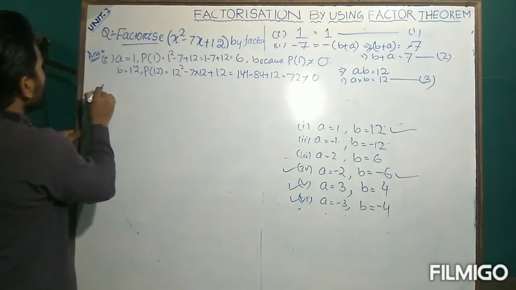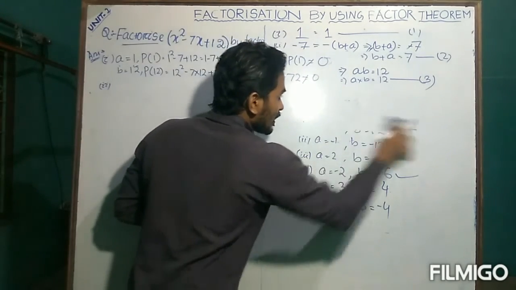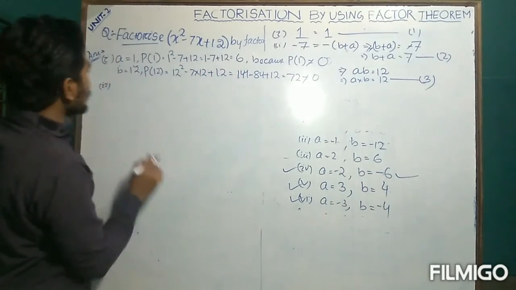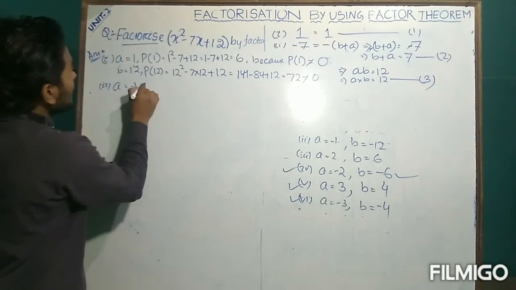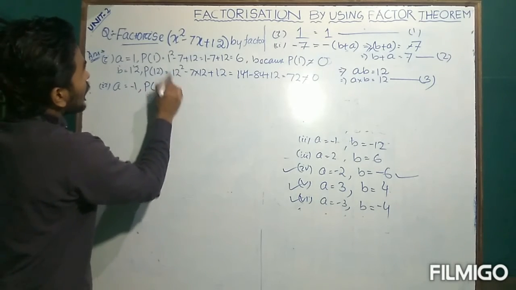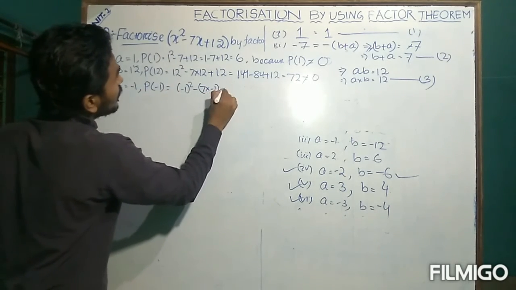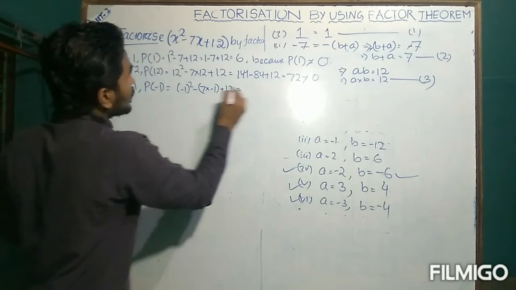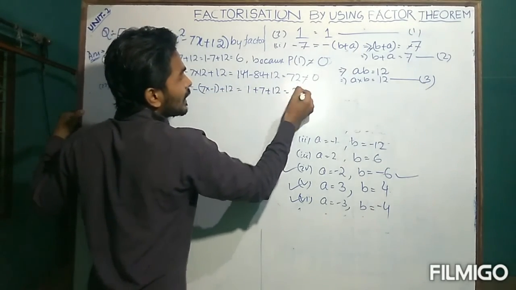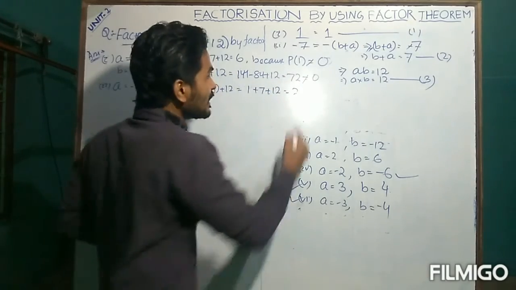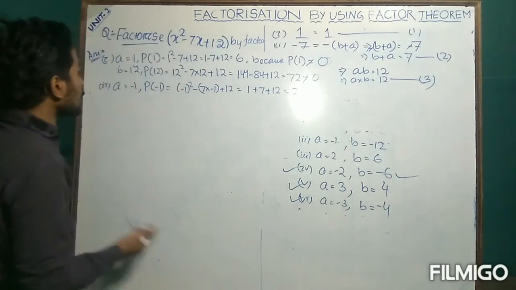Now let us check assumption 2, since assumption 1 doesn't hold good. In assumption 2 we have A is equal to minus 1. So we will put p of minus 1. It will be minus 1 square minus 7 into minus 1 plus 12, which is 1 plus 7 plus 12, equal to 20, which is also not equal to 0. That means A is equal to minus 1 is not a root or zero of the polynomial.